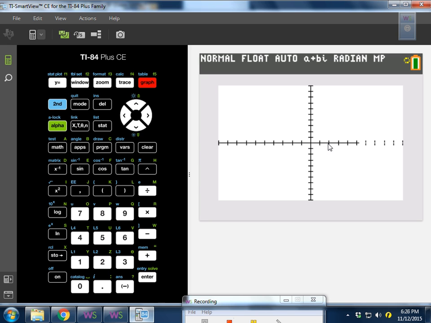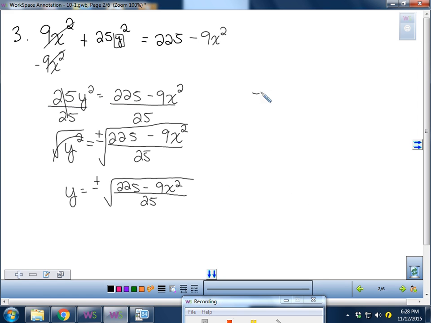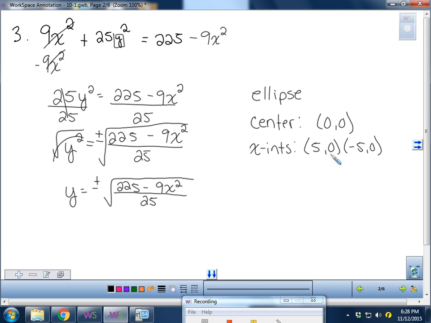I have x-intercepts at 5, 0, and negative 5, 0. I have y-intercepts at 3, 0, and negative 3, 0. So I just need to record that information. This is an ellipse whose center is at 0, 0. I have x-intercepts at 5, 0, and negative 5, 0. And I have y-intercepts at 0, 3, and 0, negative 3.